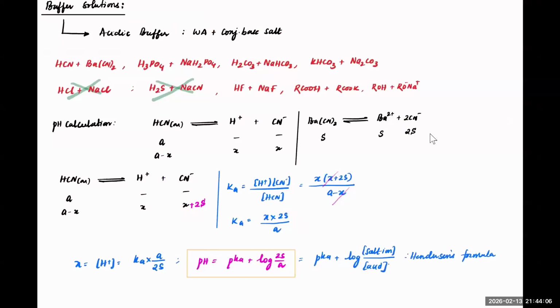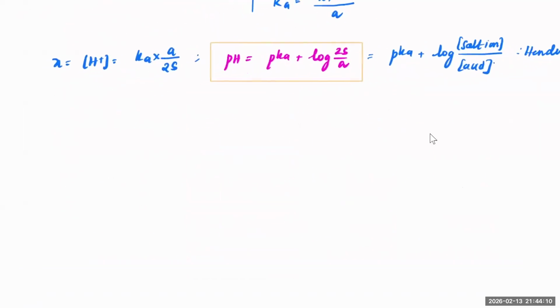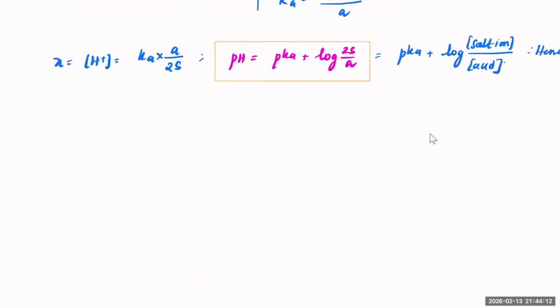Then acidic buffer is clear, everybody. Same goes with basic buffer also. For basic buffer, clear, we must have a weak base plus conjugate acid salt. We should have conjugate acid salt.